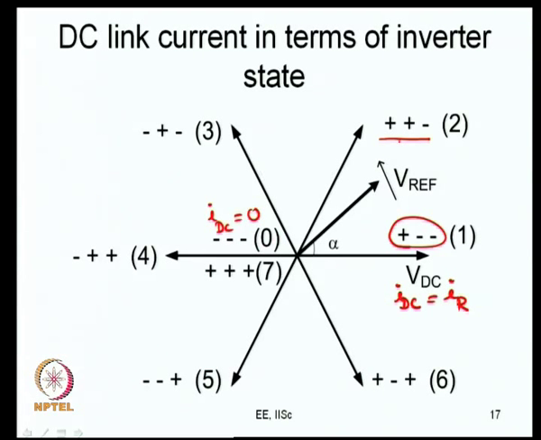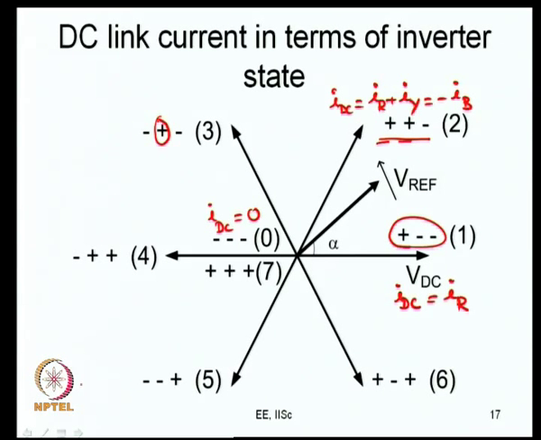What happens when you are talking of the inverter state plus plus minus? SR is 1, SY is 1, SB is 0. Therefore, in this case you have IDC equals IR plus IY, which is also equal to minus IB. So, when the inverter state applied is plus plus minus, inverter state 2, then IDC is equal to minus IB. Let us do a similar exercise for 3.